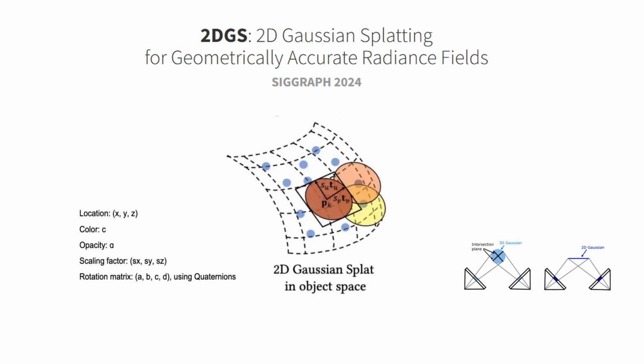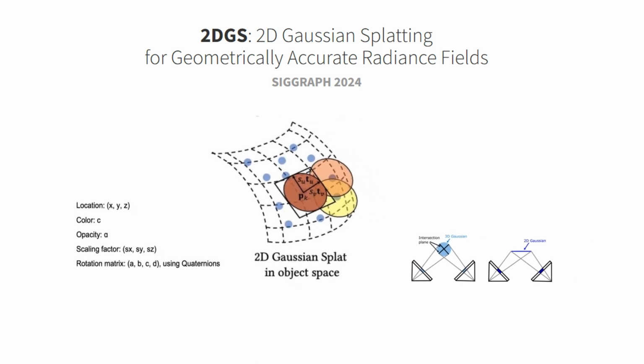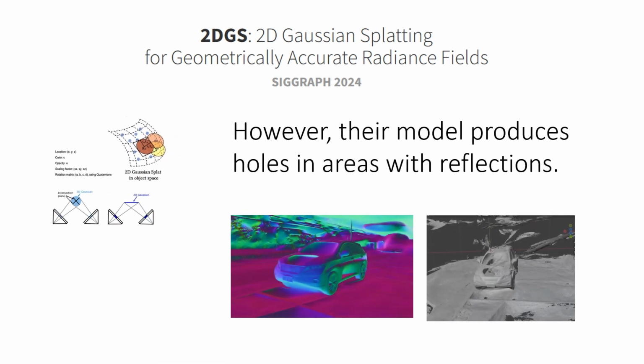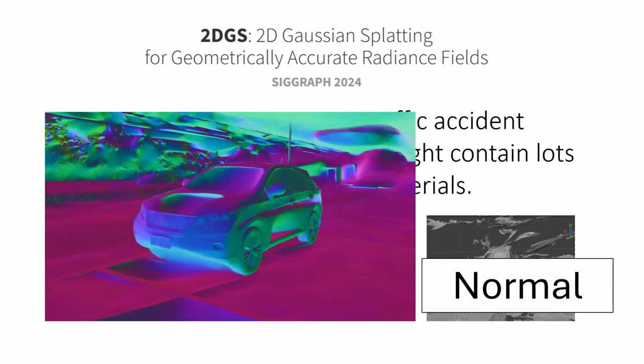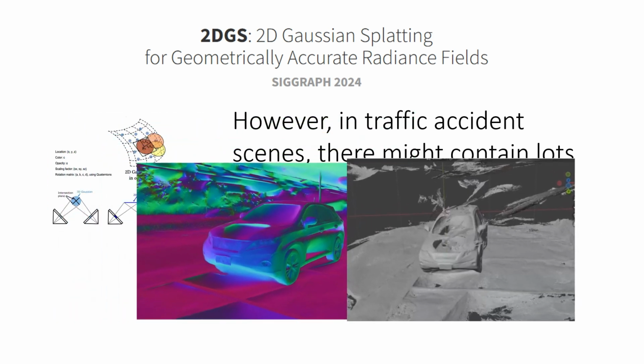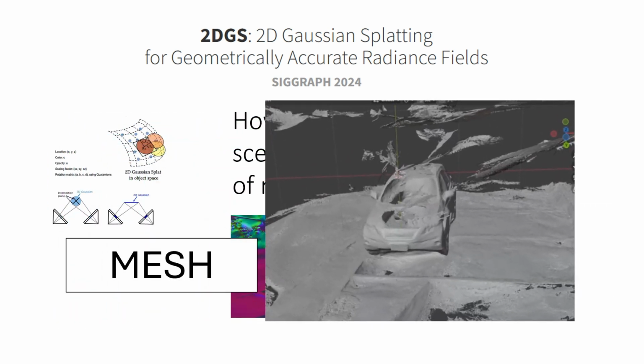2D Gaussian splatting performs well in most scenes, however it struggles with high light environments, which frequently occur in automotive settings due to reflections from the car body. As shown in the image, both the surface normal and the mesh reveal a significant hole in the center of the metal sheet, which is an outcome we want to avoid.